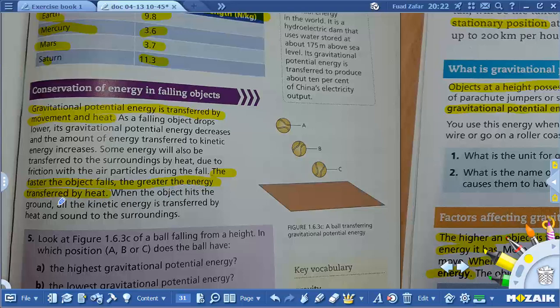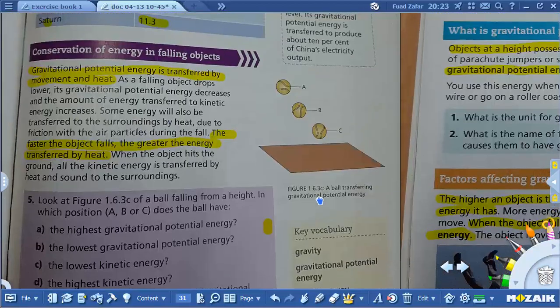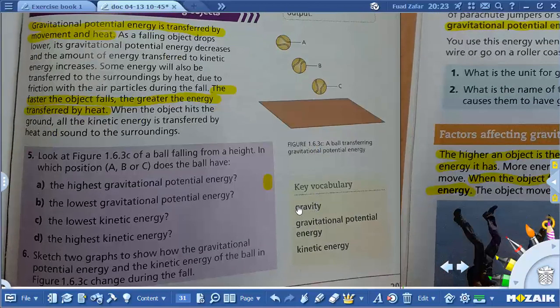When the object hits the ground, all the kinetic energy is transferred by heat and sound to the surroundings. So what happens when it falls down? Kinetic energy is transferred by heat, and it will make sound to the surroundings. I have already explained gravity. I'm repeating again: gravity is a force that pulls masses towards one another, gravitational potential energy is stored energy that an object has because of its height, and kinetic energy is the energy that a moving object has.